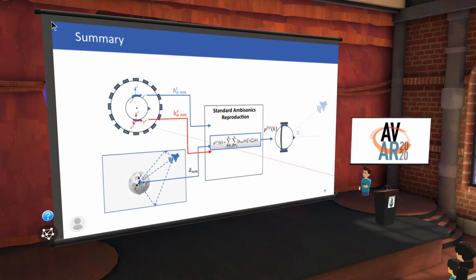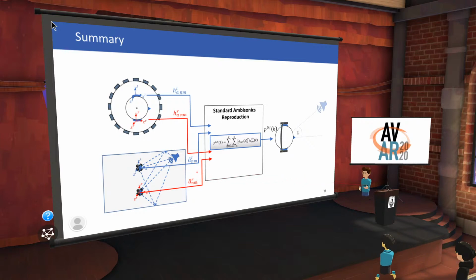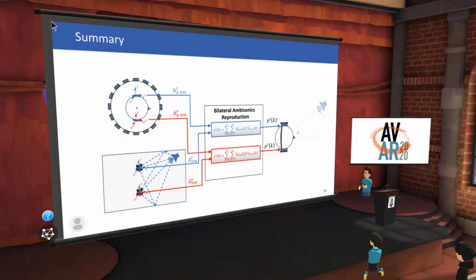So we have two different coordinate systems for the left and right ear sound field, which we can, for example, measure using first order microphones. So two first order microphones can produce the different Ambisonic signals. And then we can compute the bilateral Ambisonics reproduction separately for the left and right ear. So this is the overall process.